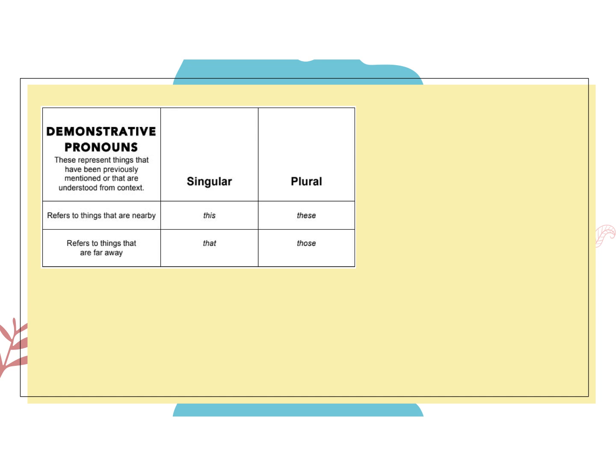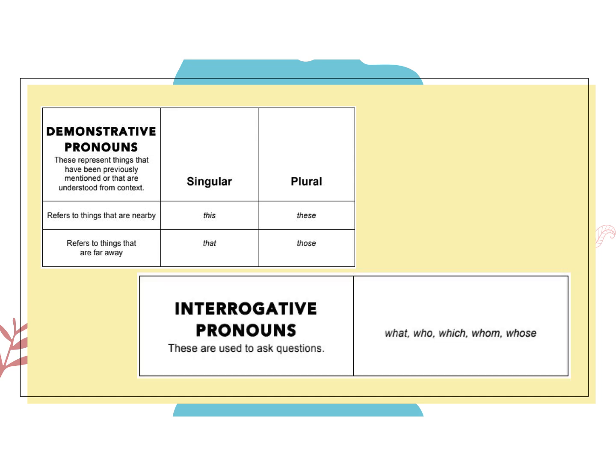Demonstrative pronouns are used when referring to something that is nearby or farther away. Do you want this book that's right here, or do you want that book that's on the other side of the room? Interrogative pronouns are used to ask questions: what, who, which, whom, or whose.